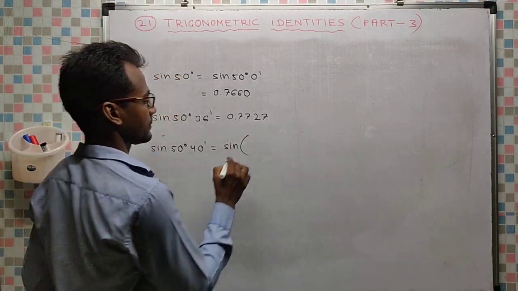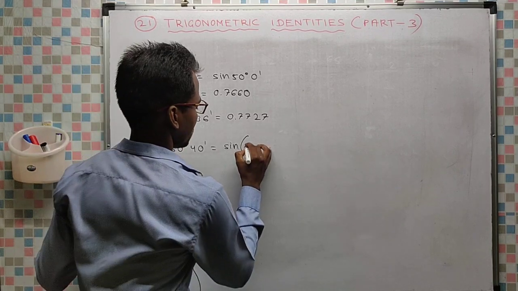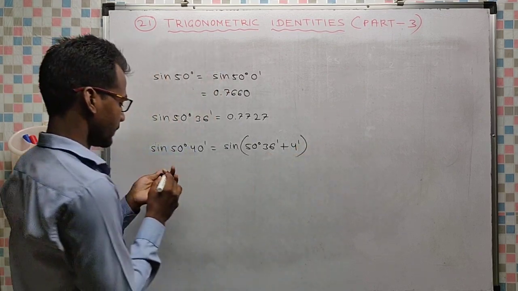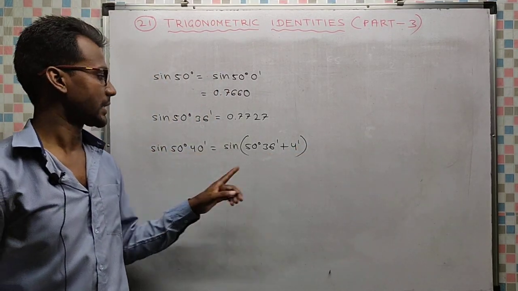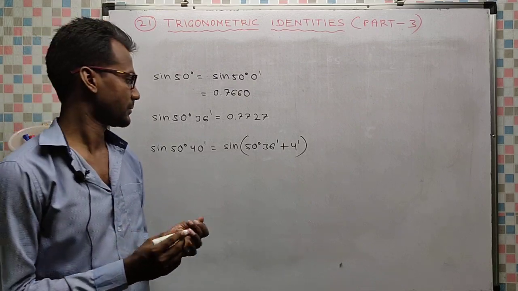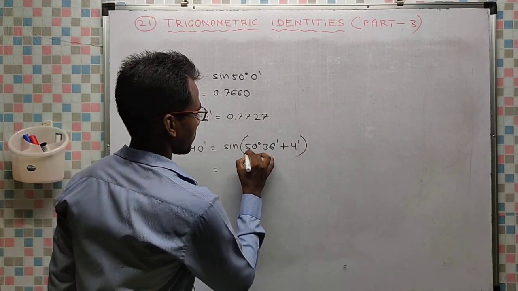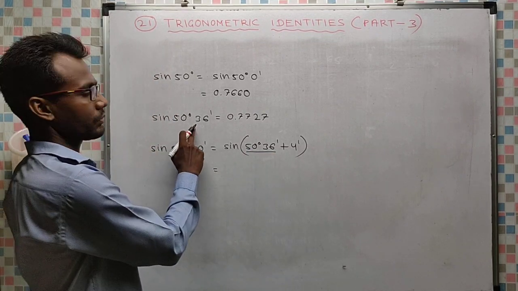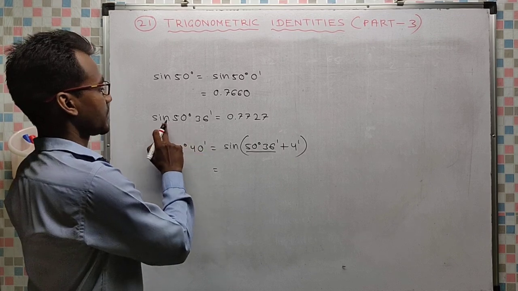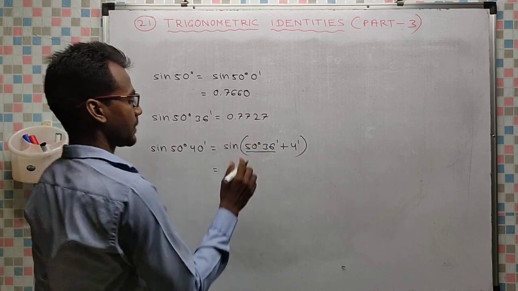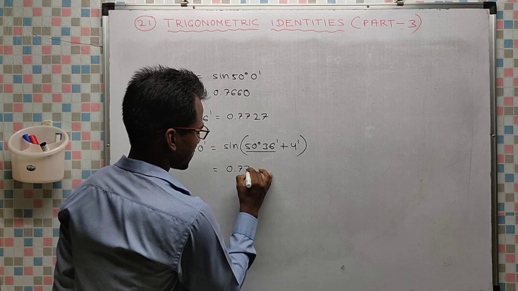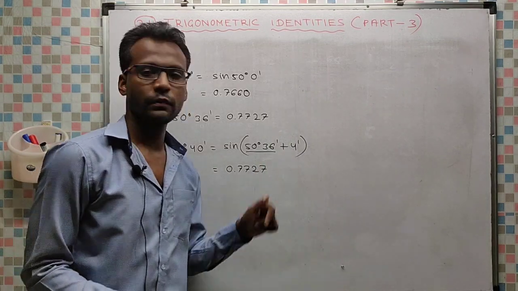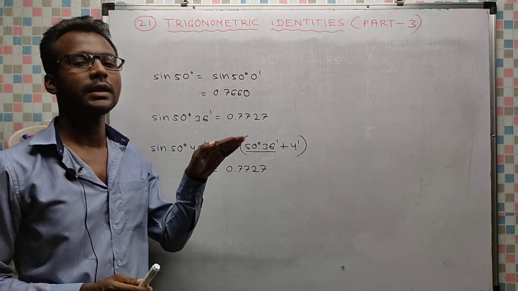It can be written as sine 50 degree 36 minutes plus 4 minutes. Okay, 40 minutes can be written as 36 minutes plus 4 minutes, no problem. Now what is sine 50 degree 36 minutes? You can locate it from the trigonometric table, or we have just located. Sine 50 degree 36 minutes is equal to 0.7727. So I am writing here 0.7727. Now the concept.